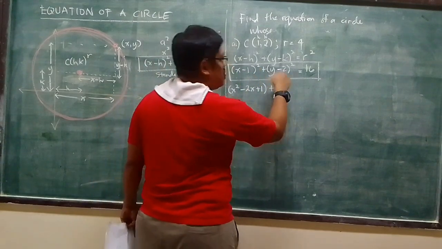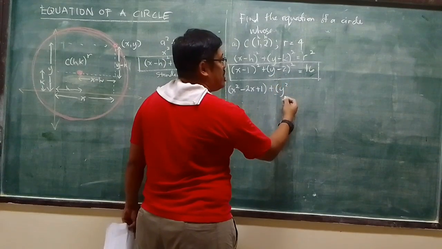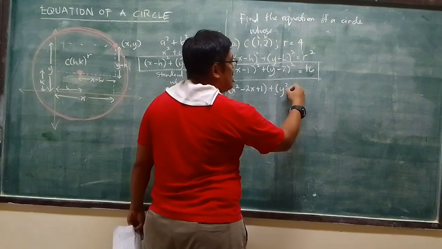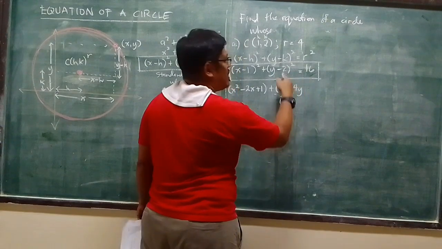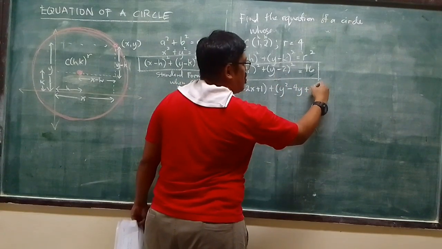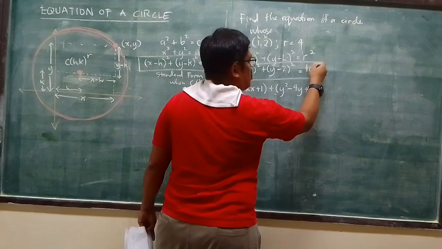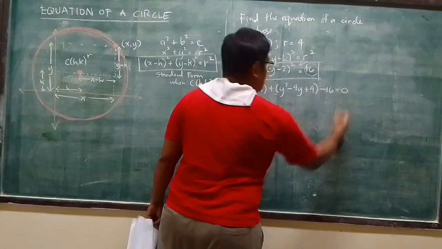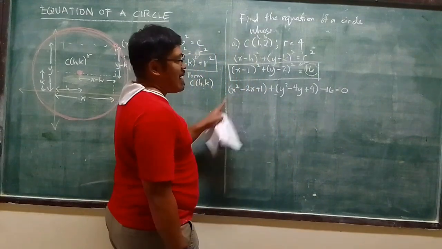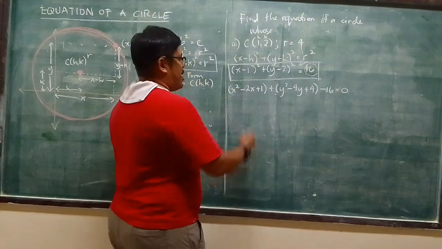Plus, this would be y squared, minus 4y plus 4, then transpose si 16 sa kabilang side, minus 16 is equal to 0. After that, i-arrange na natin yung mga variables.